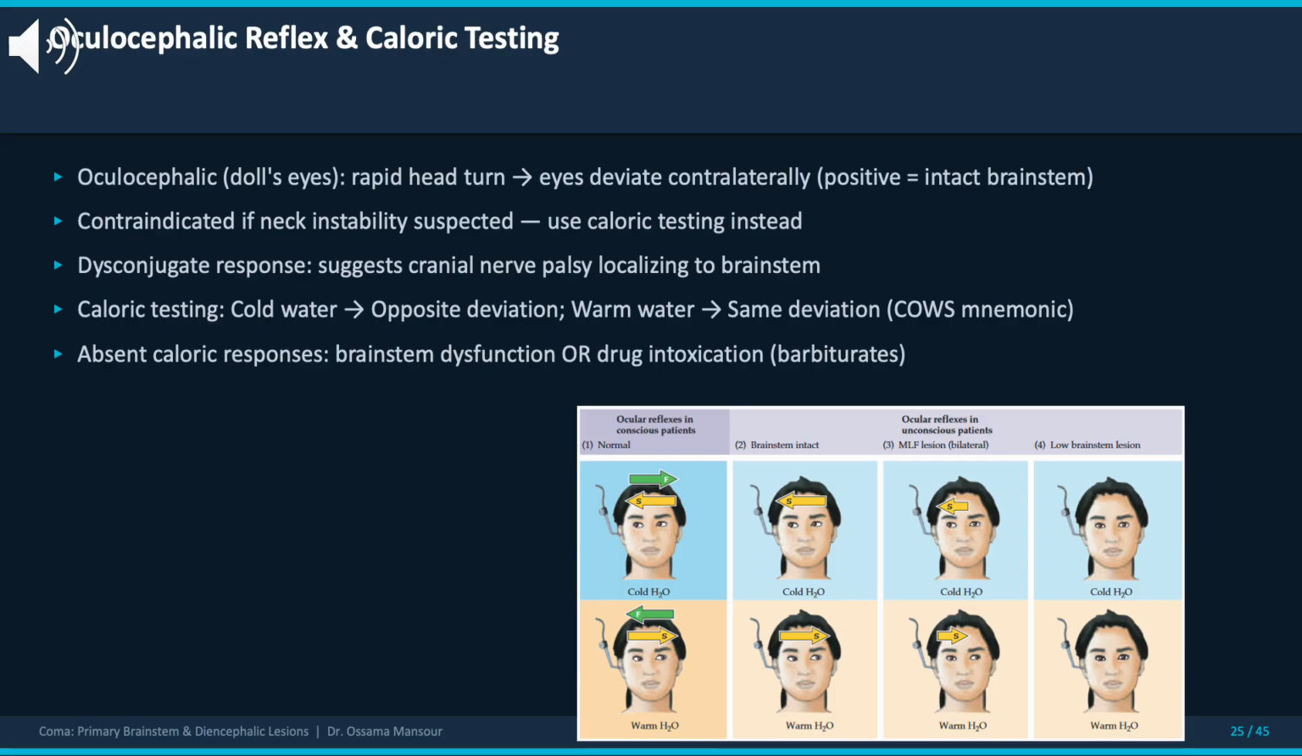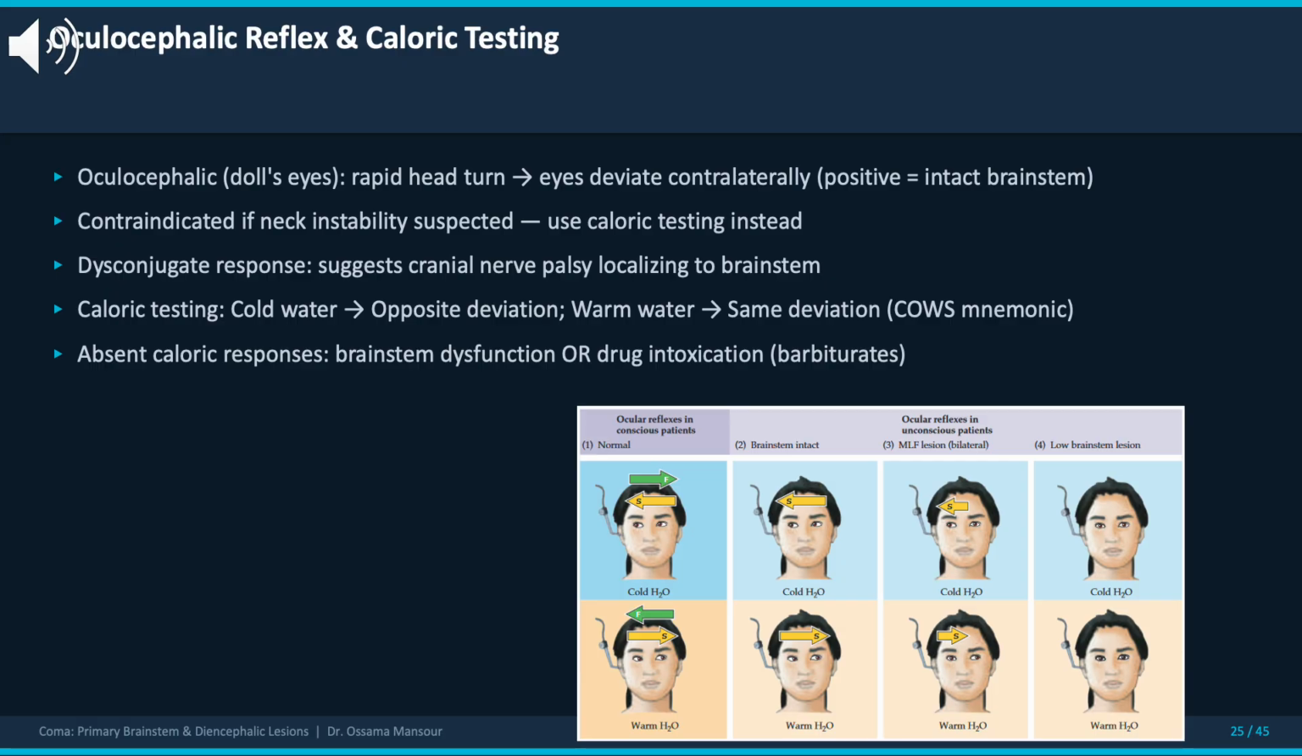A positive reflex consists of conjugate deviation of the eyes contralateral to the direction of head turn. When you turn the head to the right, the eyes deviate to the left. This response indicates intact brainstem function in the context of suppressed higher cortical signals. Disconjugate responses during this test suggest an underlying cranial nerve palsy localizing to the brainstem.